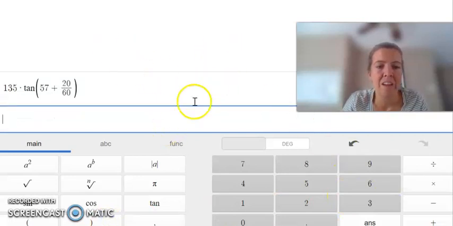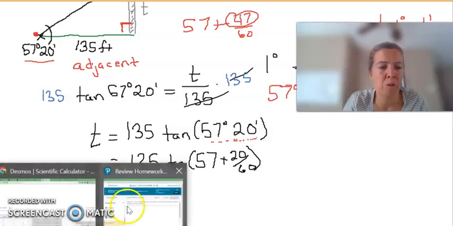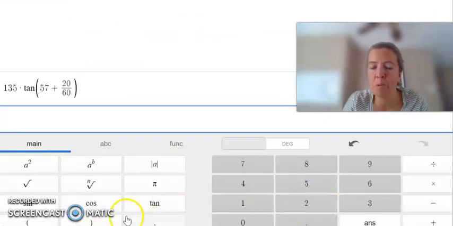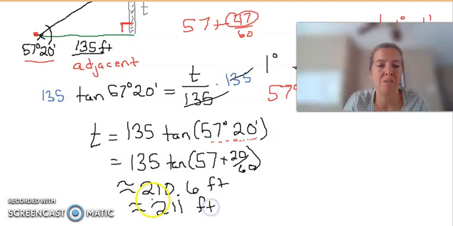Okay. And then it's off the screen, but it's giving me 210.5. So if I go back here, T is approximately equal to 210.6 feet. So I guess we had 3 significant figures here. I should probably just round that to 211 feet for the height of the tower.